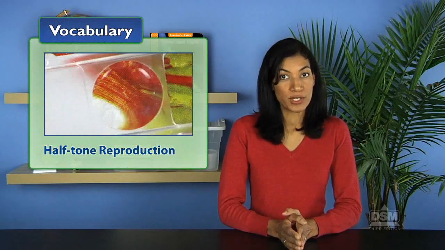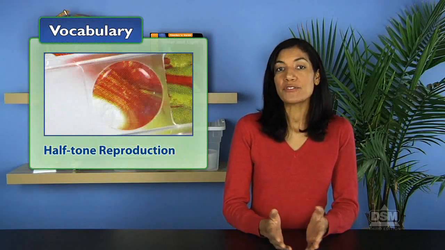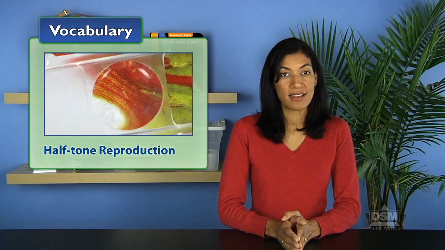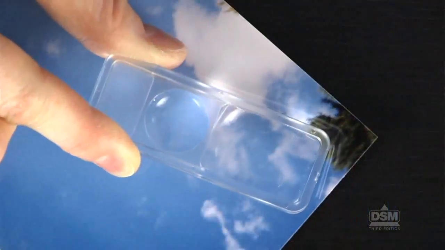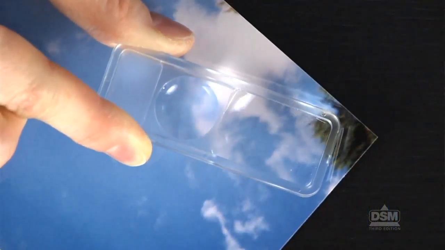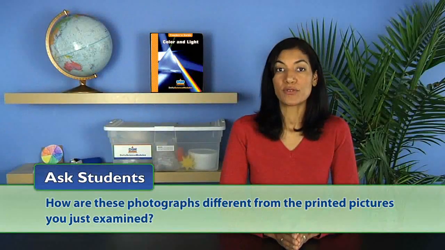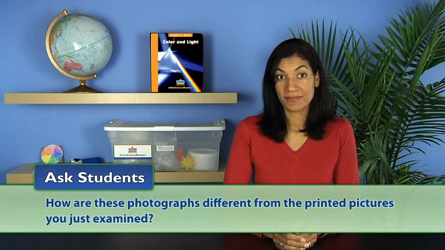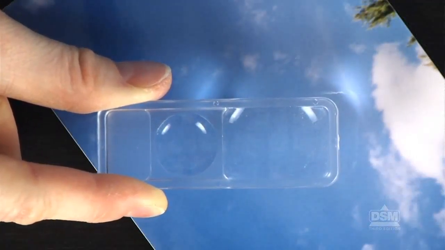Explain to students that what they have just observed is a process called halftone reproduction. A halftone image is reproduced using patterns of various size dots. Next, distribute the color photographs and have the students examine them with their magnifiers. Ask students, how are these photographs different from the printed pictures you just examined? They should respond that there are no dots in photographs, only solid colors.